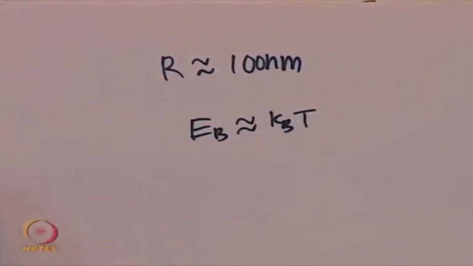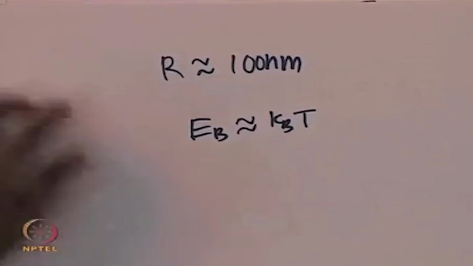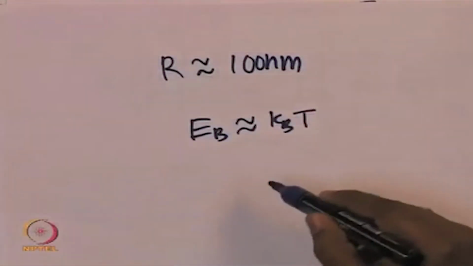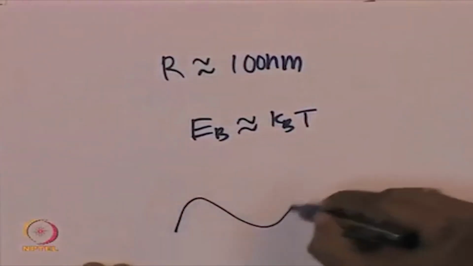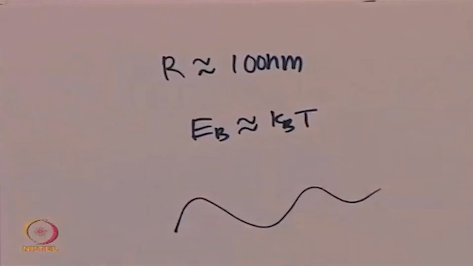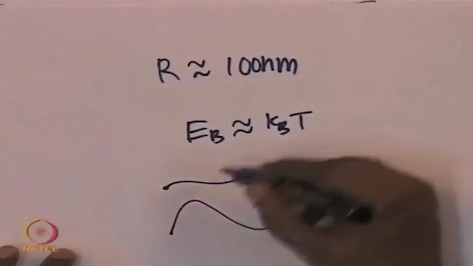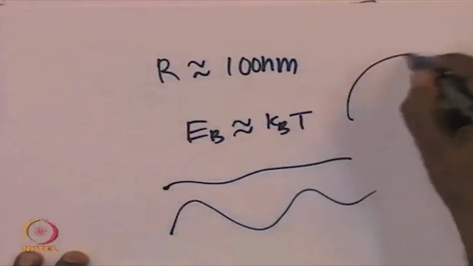That means that at that temperature, which is about 300 Kelvin, DNA will start bending. So, DNA will not be straight anymore. If the DNA is of the length of 100 nanometer, it will start bending.